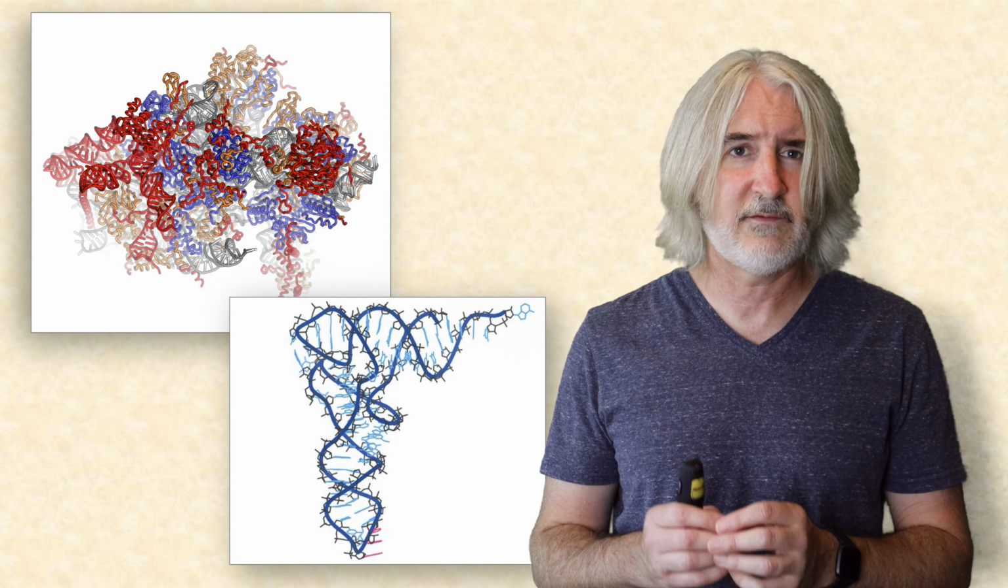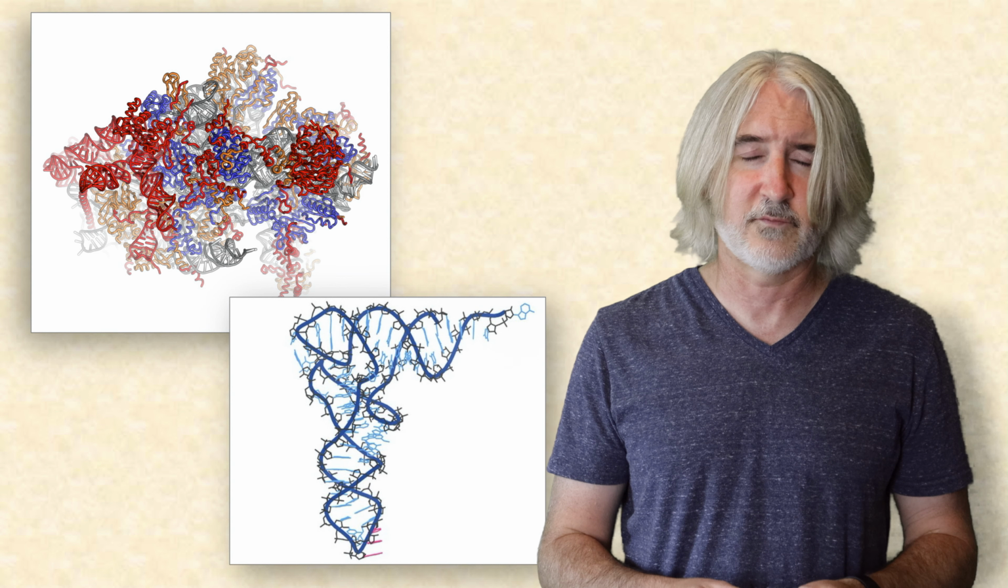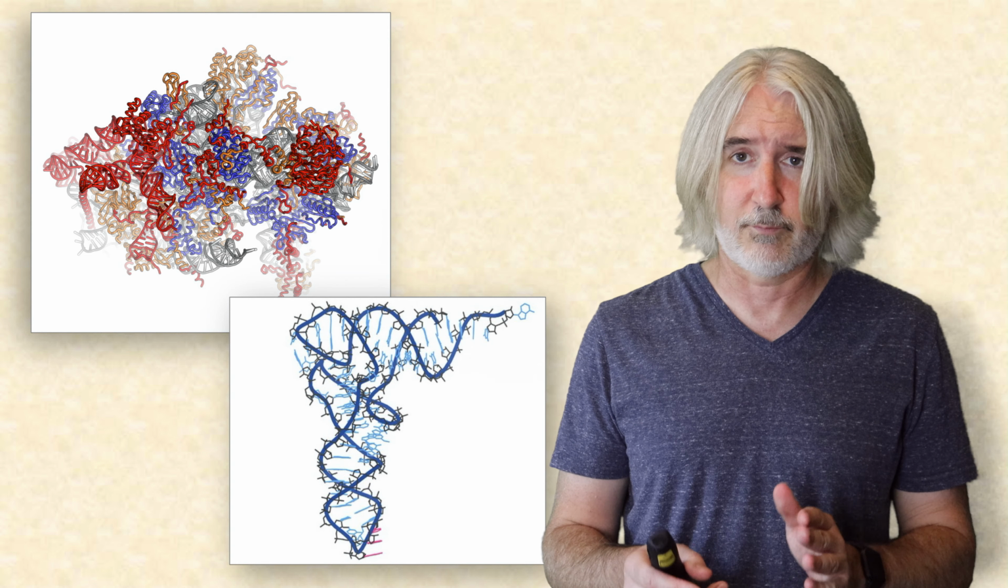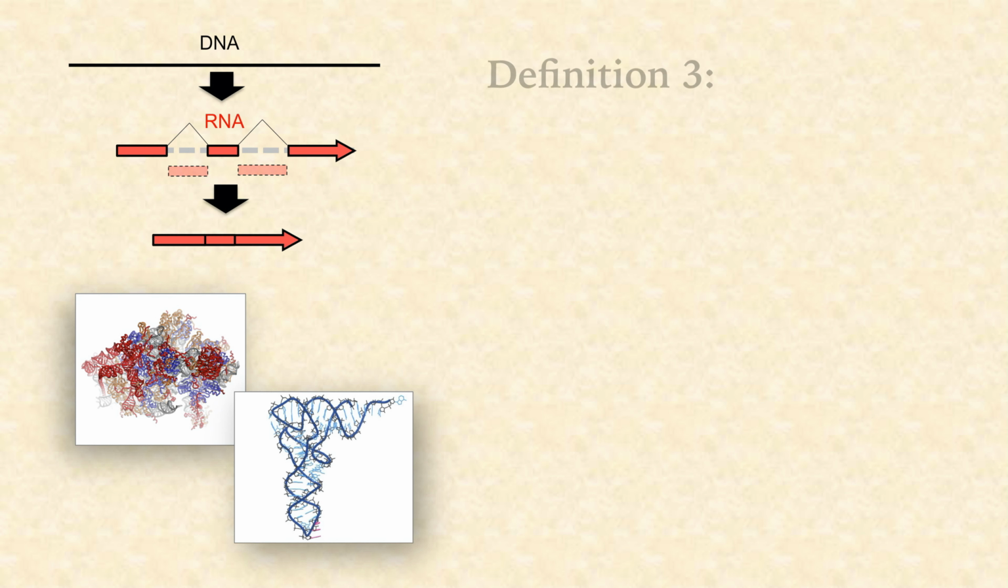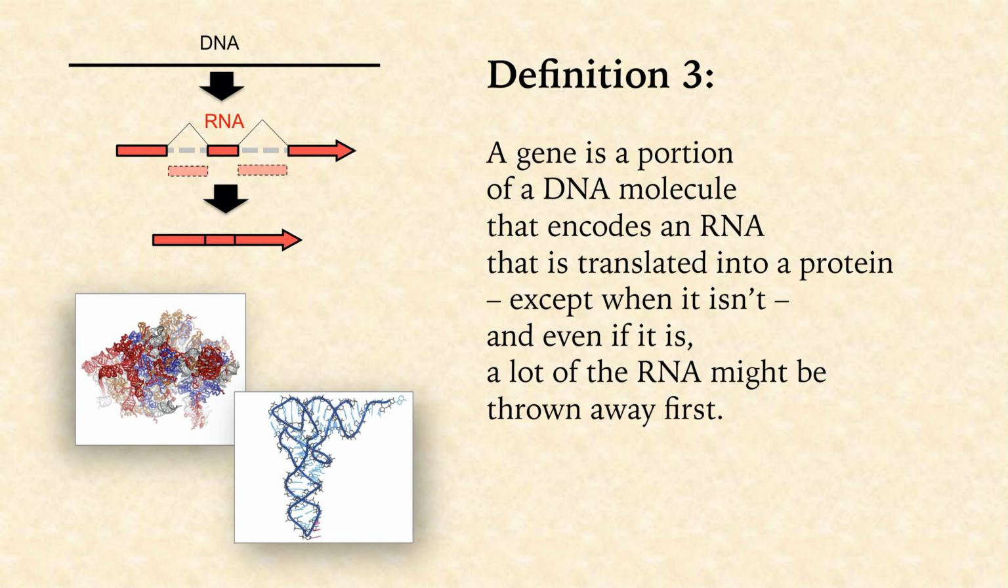However, it's generally more difficult to infer the function of an RNA molecule from its sequence alone than it is for a protein sequence. Definition 3. A gene is a portion of a DNA molecule that encodes an RNA that is translated into a protein, except when it isn't, and even if it is translated into a protein, a lot of the RNA might be thrown away first. Notice how at this point, our definition of a gene has lost sight entirely in describing genes as actually affecting any visible phenotype of the organism itself. It's purely a molecular definition.